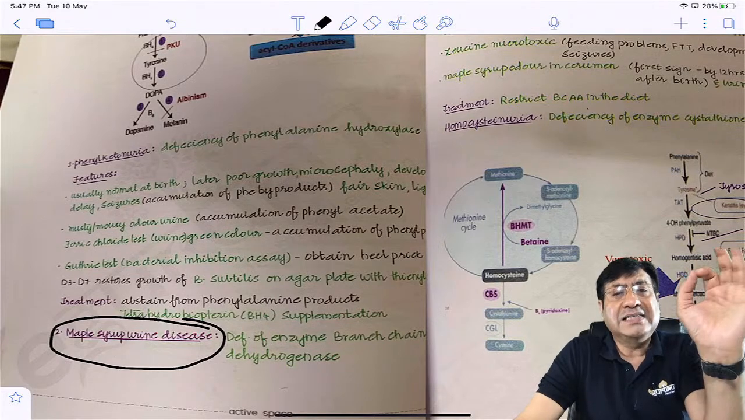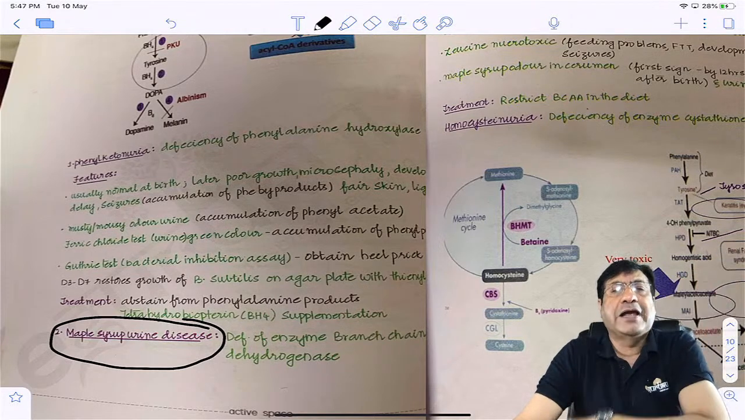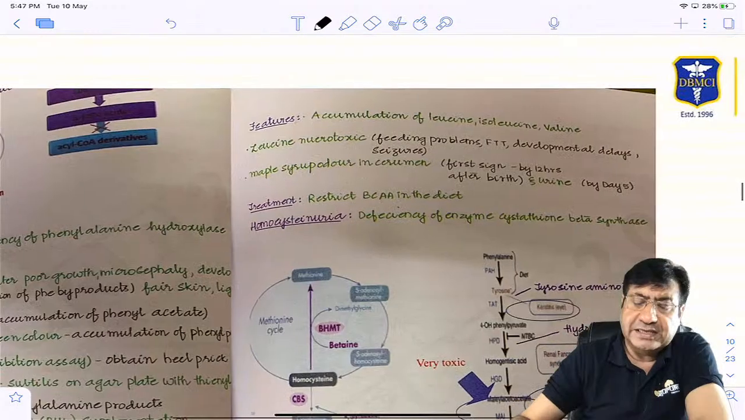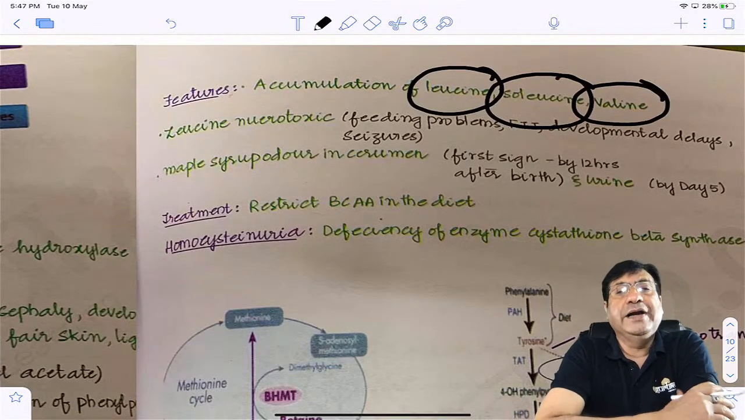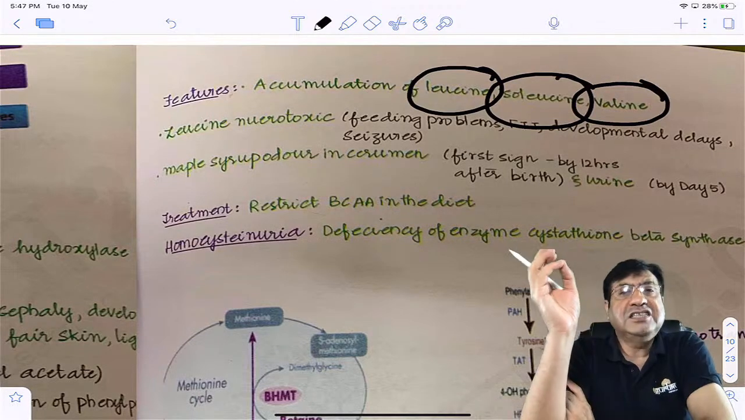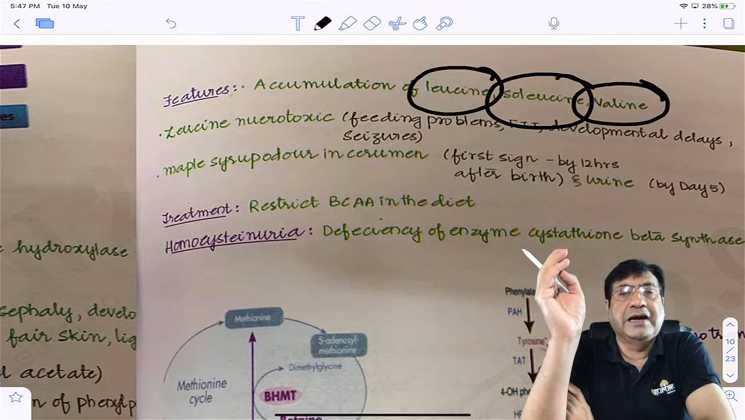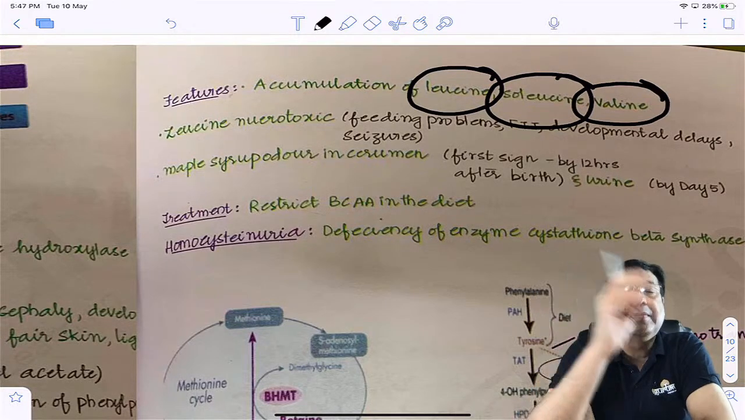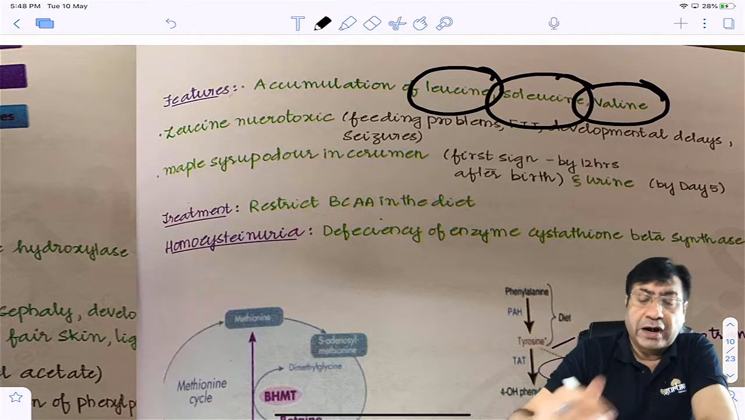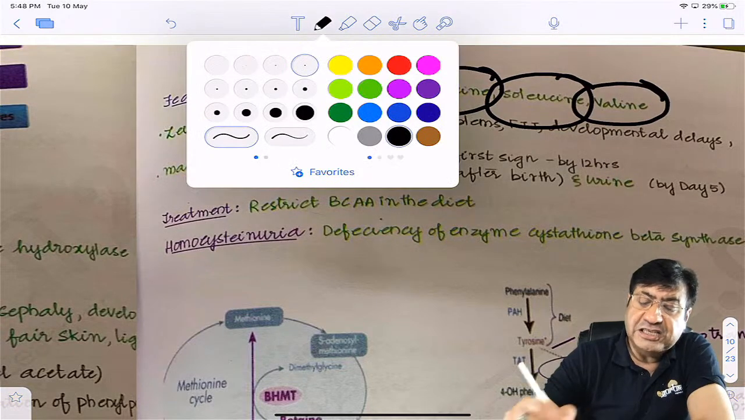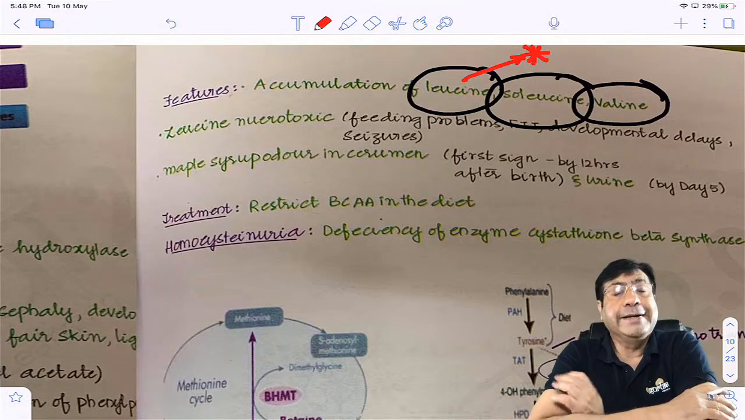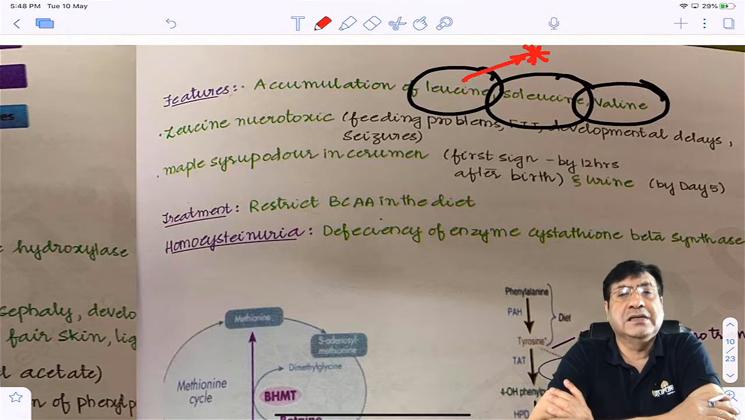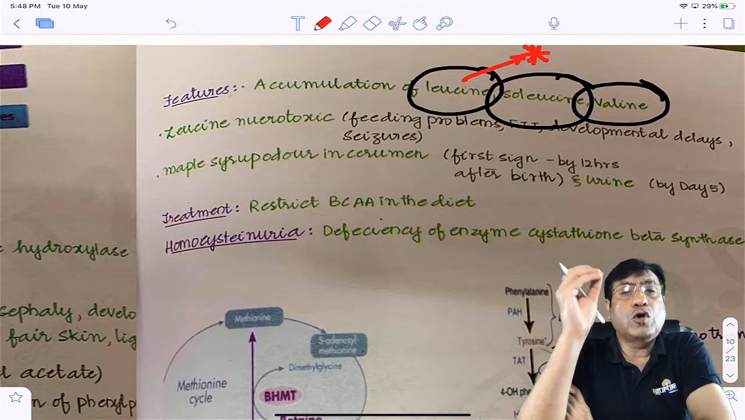dehydrogenase, which results in accumulation of the branched chain amino acids. So these branched chain amino acids, such as leucine, isoleucine and valine, start accumulating in the blood, which is actually the main problem seen in these children. And one of the most dangerous metabolites, accumulation of which is detrimental, particularly to the nervous system in the child, is leucine. Leucine is a neurotoxic metabolite.